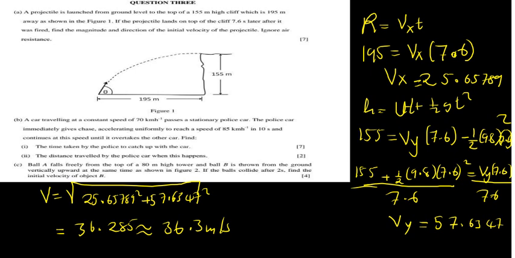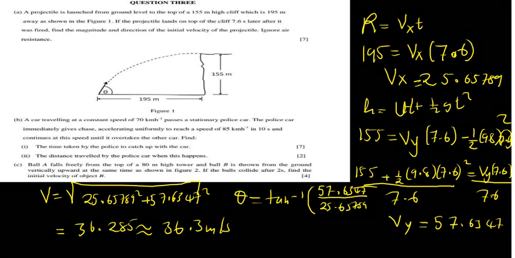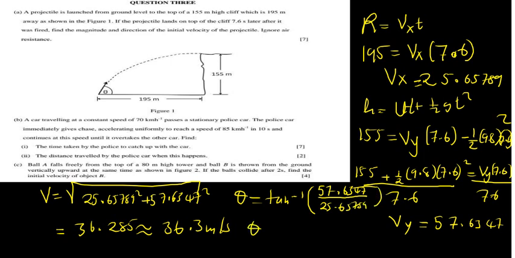Now we also need to find the direction. Direction is given by theta equals tan inverse of the y component over the x component. The y component is 57.6347, and the x component is 25.65789. Therefore, theta in this case is going to give us 66 degrees. That is it for this question. And the last one in this practice here.